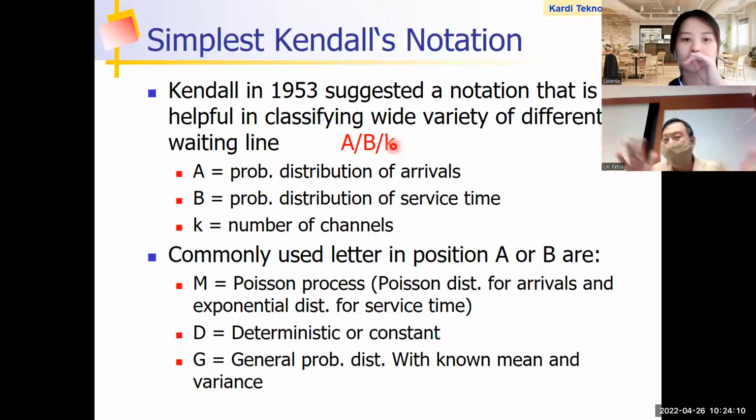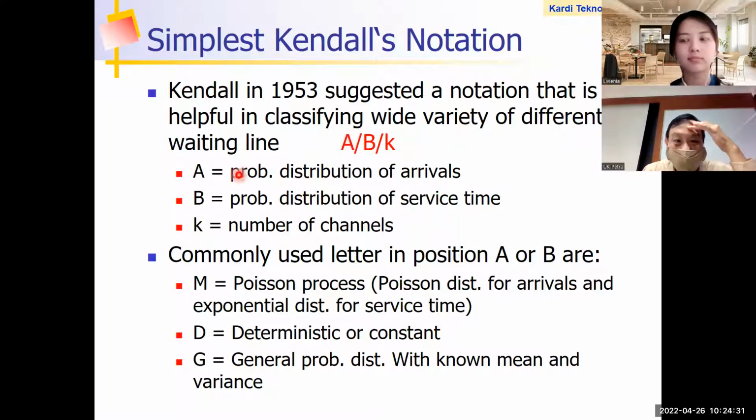There are so many types of queuing. So how are we going to classify? Remember, queuing theory was proposed by Erlang in 1917, but almost 50 years later, they started to classify. So this is quite long.